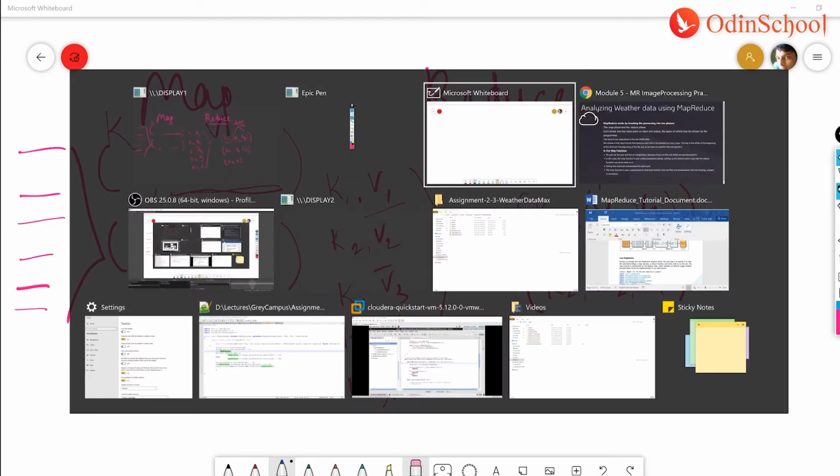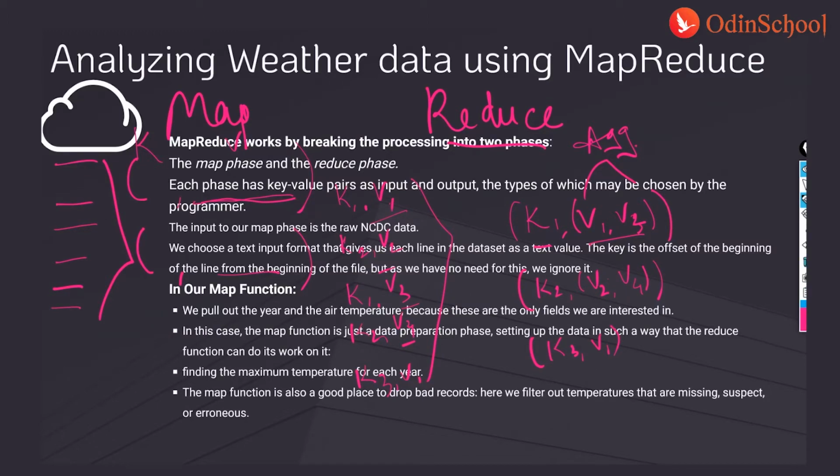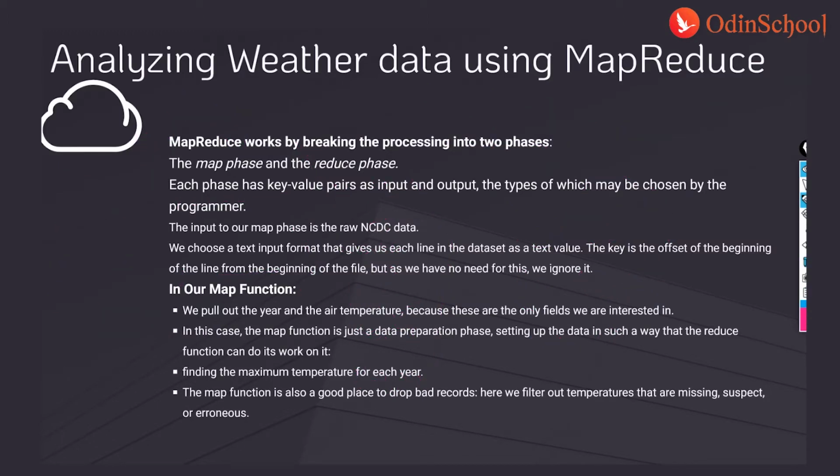Now here, in our map function we will generally pull out the year, because in the map function we write the business logic. So we will pull out the year and the air temperature, because these are the only fields we are interested in. I'll show you the dataset. In this case the map function is a kind of data preparation phase. It sets up the data in such a way that the reduce function can do its work.